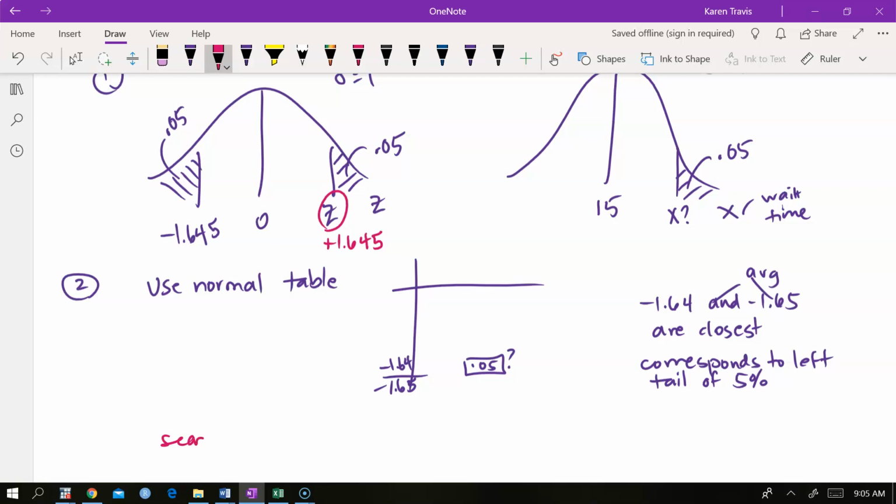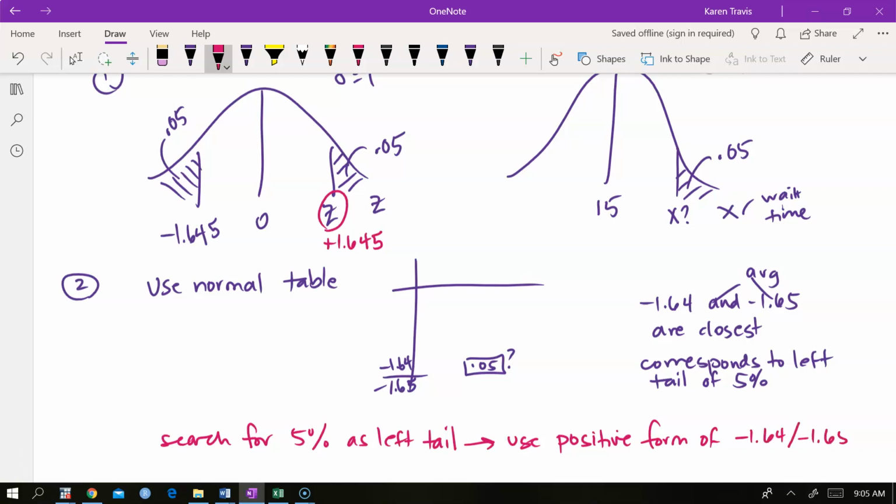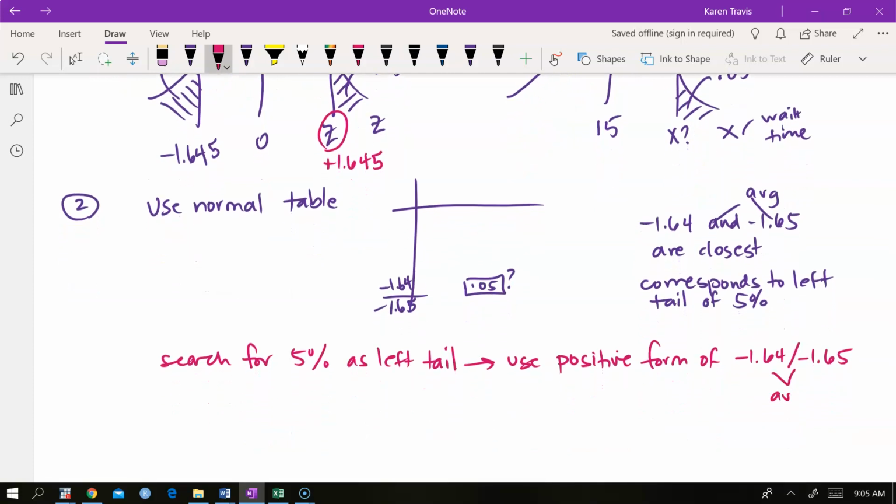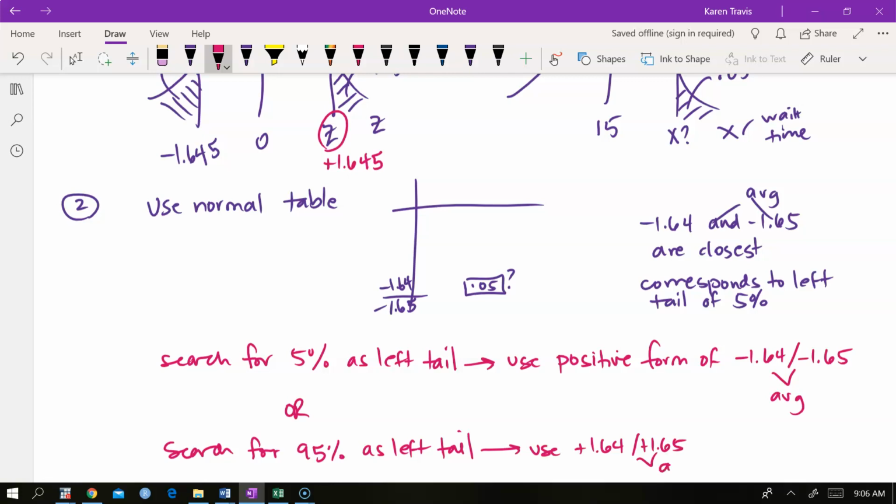So I'm going to just write: search for 5% as left tail means use positive form of 1.64 and 1.65 and taking their average, or search for 95% as left tail, and you will use positive 1.64, positive 1.65 as an average. Either method gives us the same result.